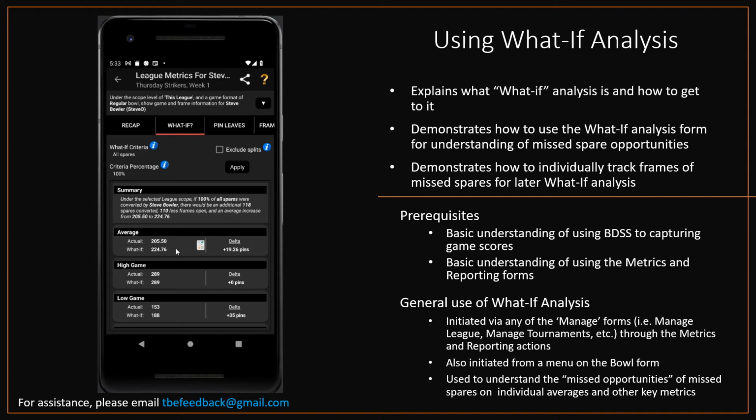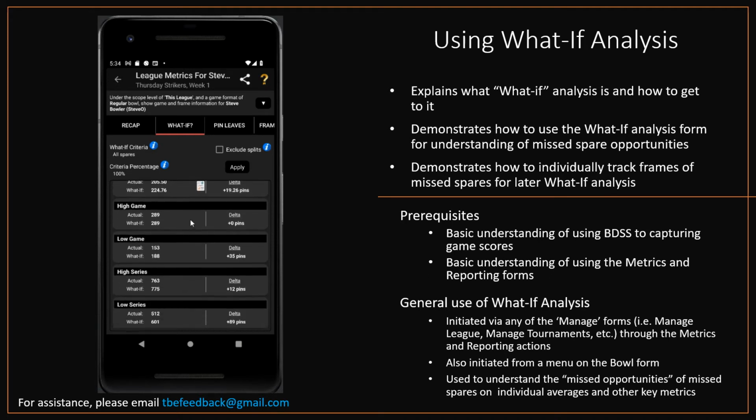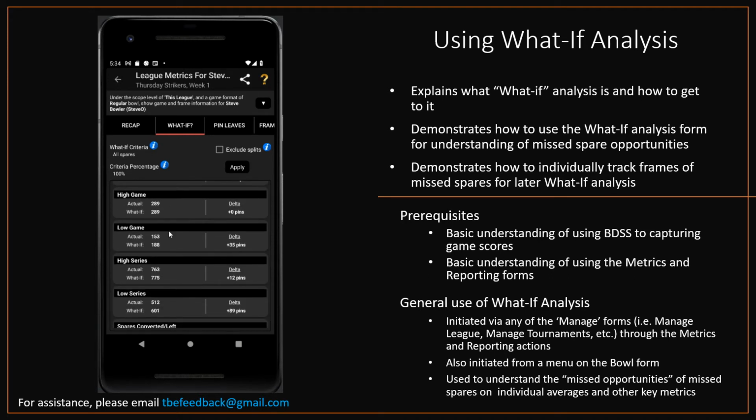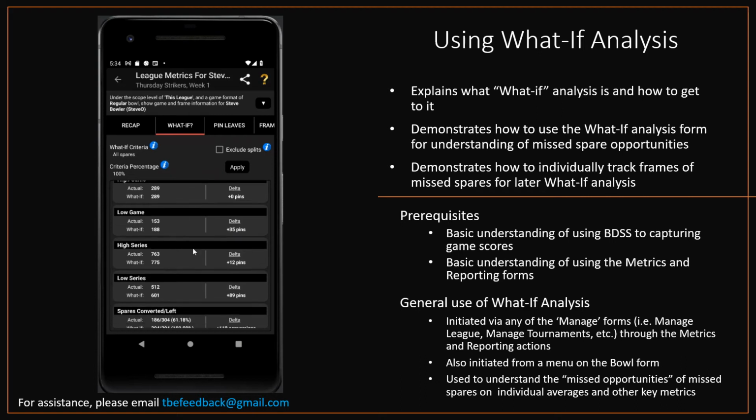Next, if you go down the line, you see the actual versus what-if analysis for several metrics. If you take a look at average, this is saying Steve's actual league average is 205.5, but if Steve picked up 100% of his spares, it would have been 224.76, a delta of 19.26 pins. And then you can review the remaining metrics. High game would have been the same. Low game would have gone from 153 to 188, a delta of 35.